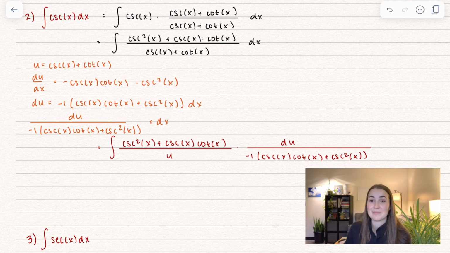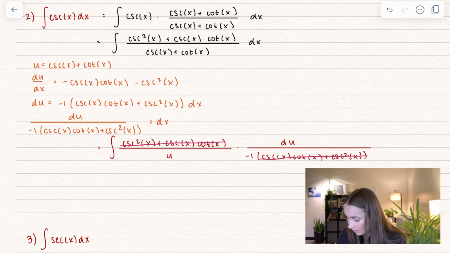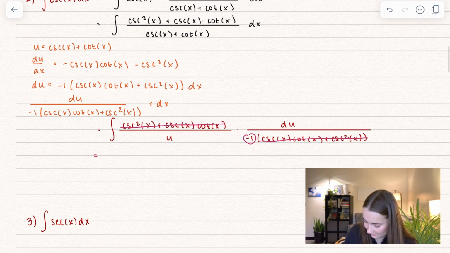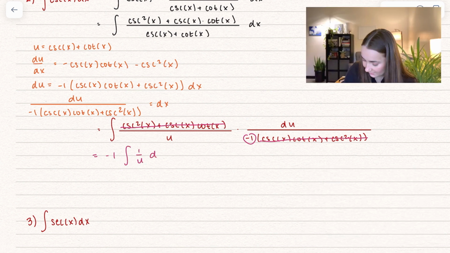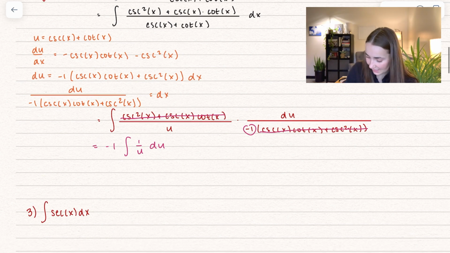Okay, so now we can do some cancellation. The numerator completely cancels with the denominator right here. Do not forget this negative 1. So I'm going to go ahead and rewrite that as negative 1 times the integral of 1 over u du. Like I said, this is something we know how to take the integral of. That negative 1 hangs out, and then we get natural log of u plus some value c.